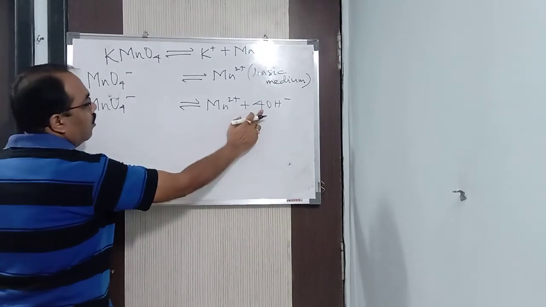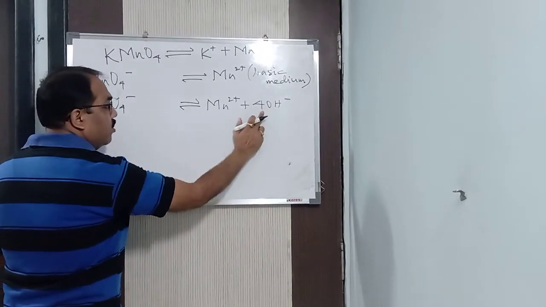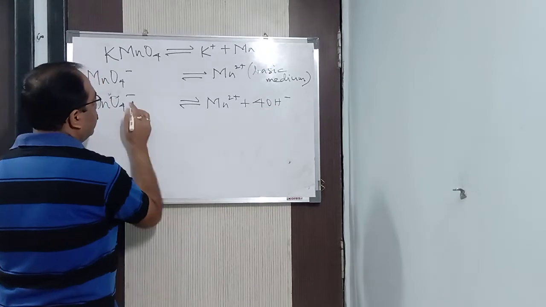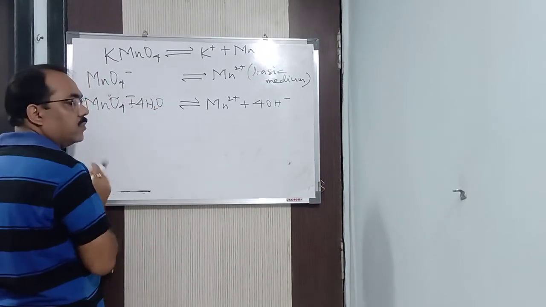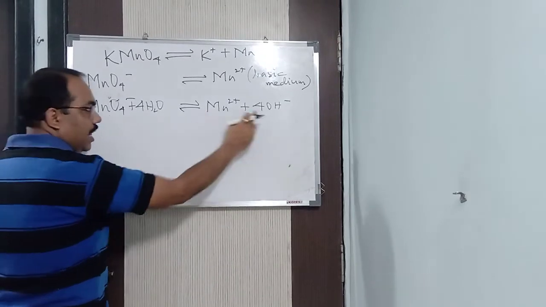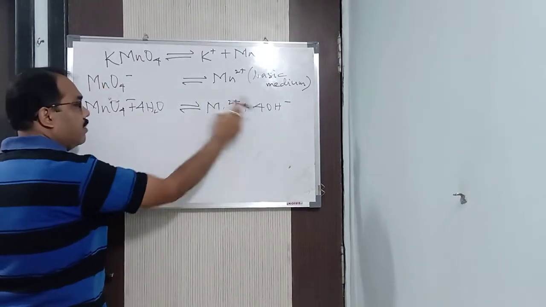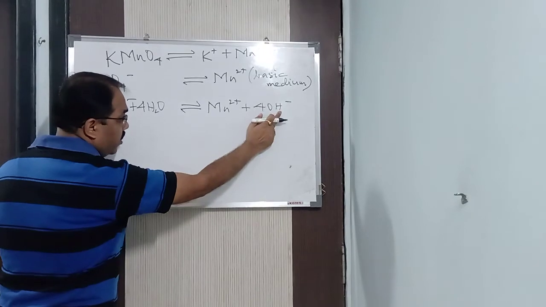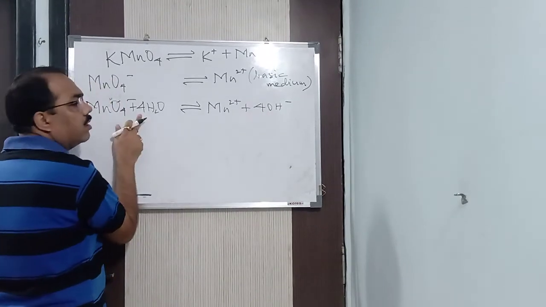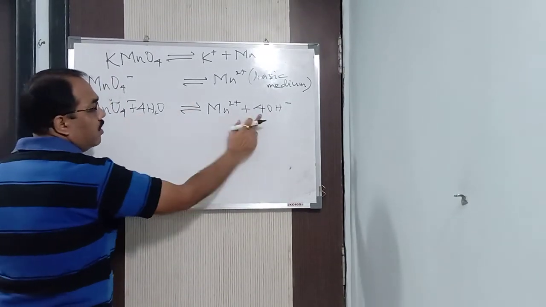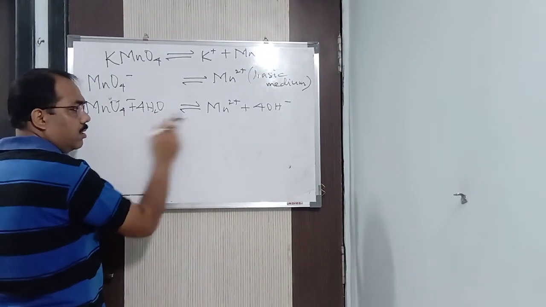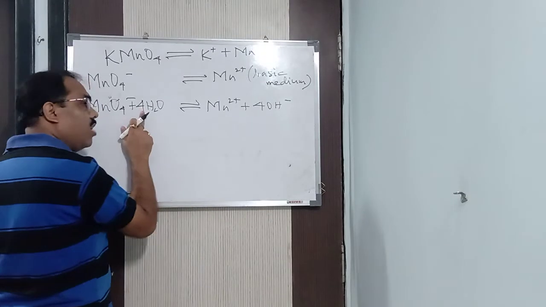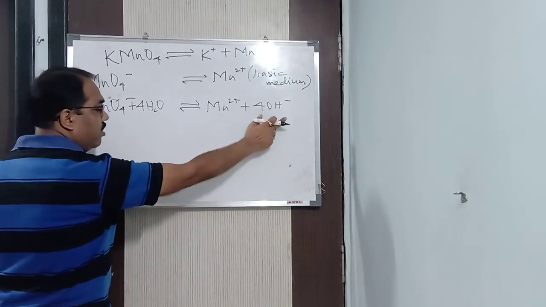Fine. Now, to balance the hydrogen: how many hydrogen are there? 4 hydrogen. So what will I do here? This side I will put 4 water. As many hydrogen, that many water. Suppose it would have been 3H, 3 OH minus, so 3 water to balance hydrogen. Suppose here 8 OH minus, 8 water. As many hydrogen, that many water. Mind it down.